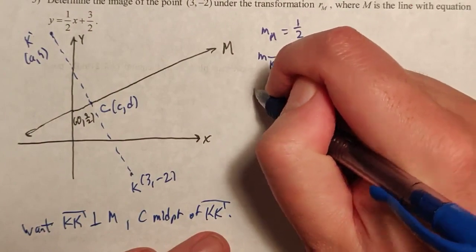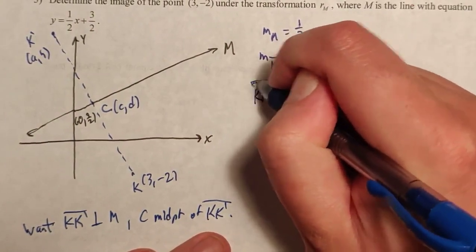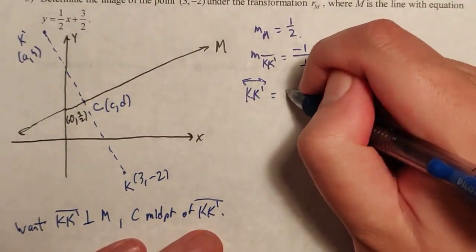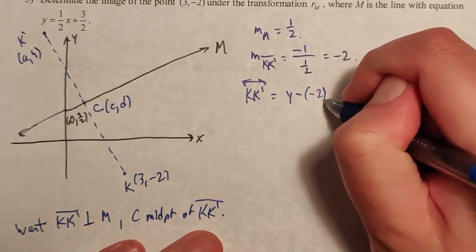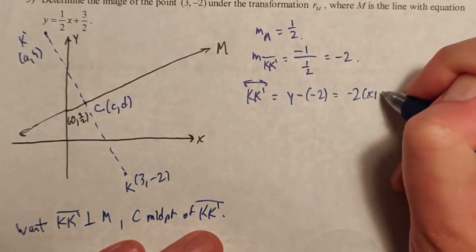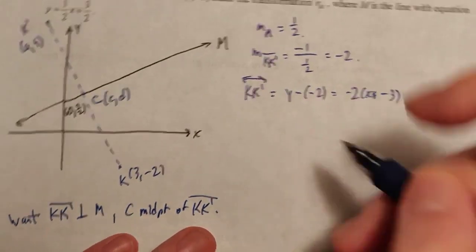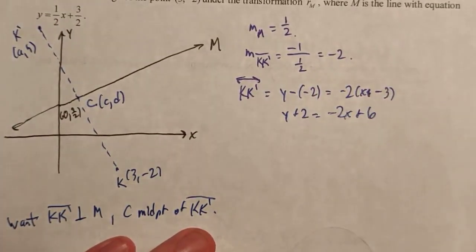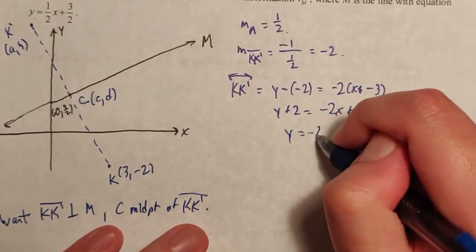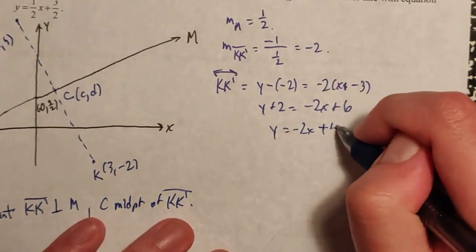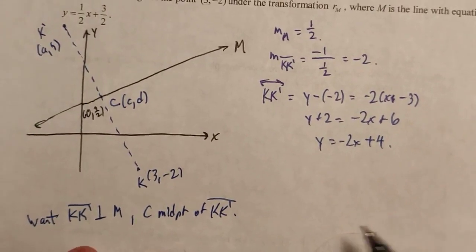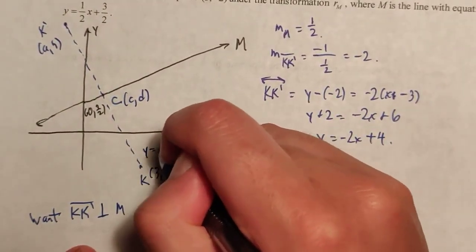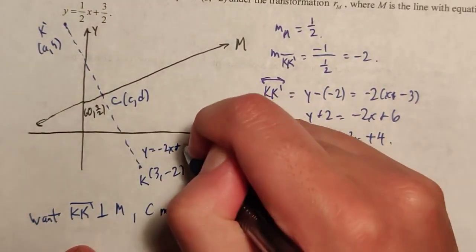So for KK prime, we're going to write the equation of that line using point-slope form. That's y minus -2 equals -2 times x minus 3. So this becomes y plus 2 equals -2x plus 6. Pretty straightforward. So we get y equals -2x plus 4. Now this line has equation y equals -2x plus 4.